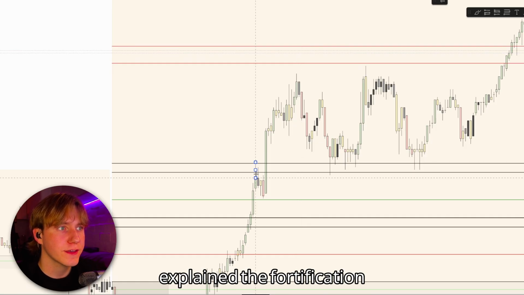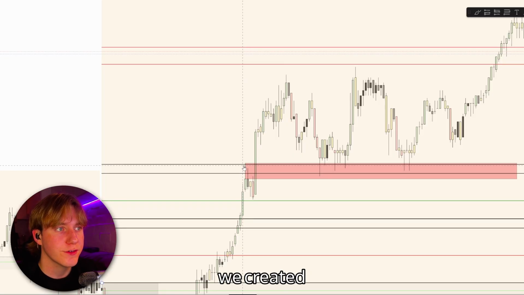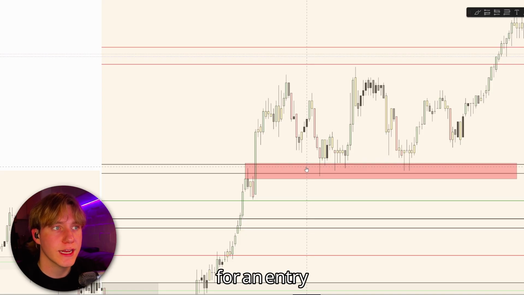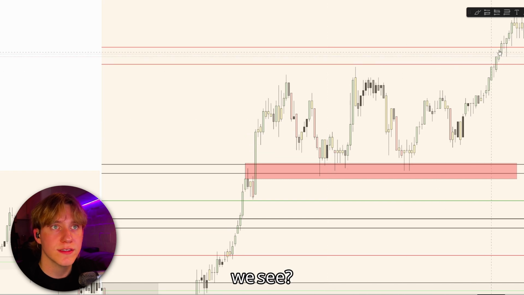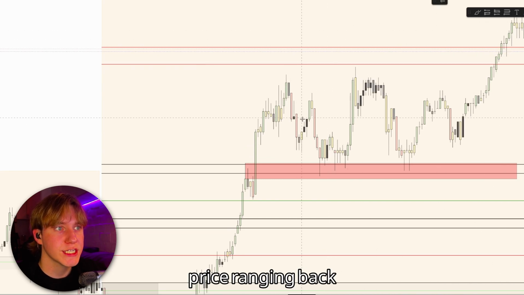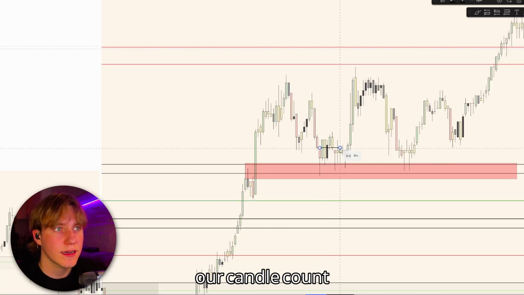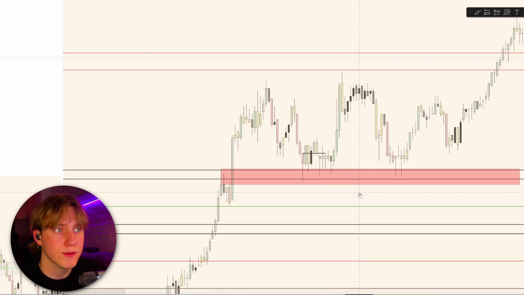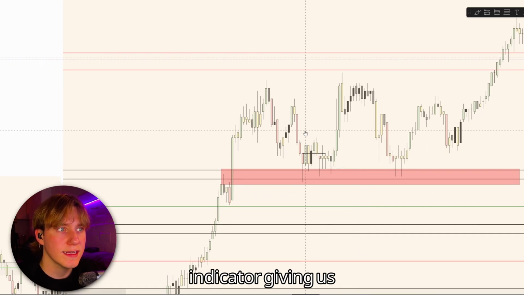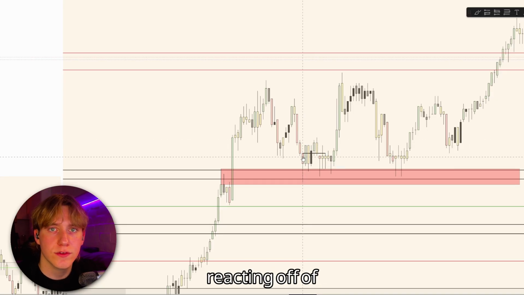Earlier, I explained the fortification at our standard deviation edges. We can see that once we got to our standard deviation of 2, we created this fortification edge with this wick. And if we use the same logic of looking for an entry once we have a confirmation above a candle going in the opposite direction, what do we see? We see price ranging back towards the standard deviation fortification edge of 2, and we get our candle count within 3 candles. So we're only looking for candle counts specifically within 3 candles. What do we get? We get the indicator giving us a green candle, telling us we have a bullish candle count reacting off of this previous candle.